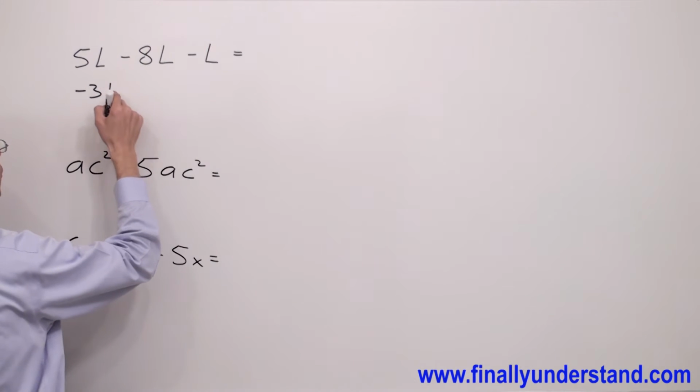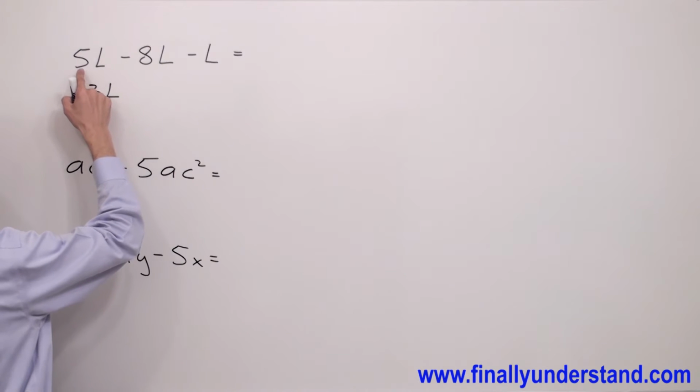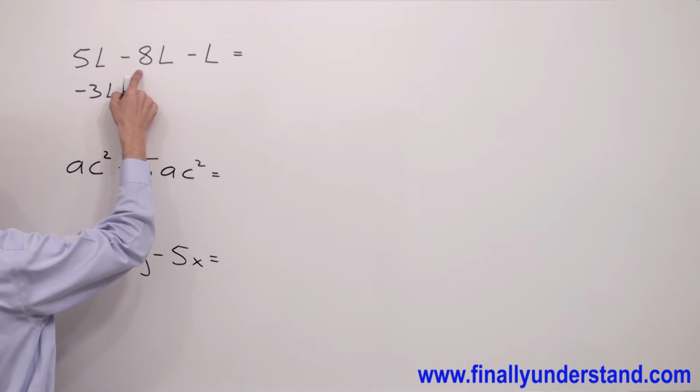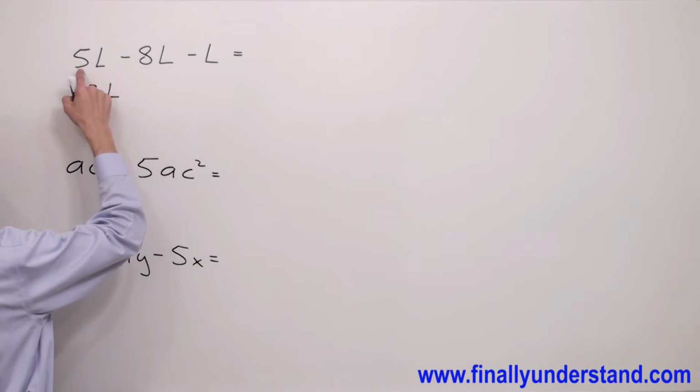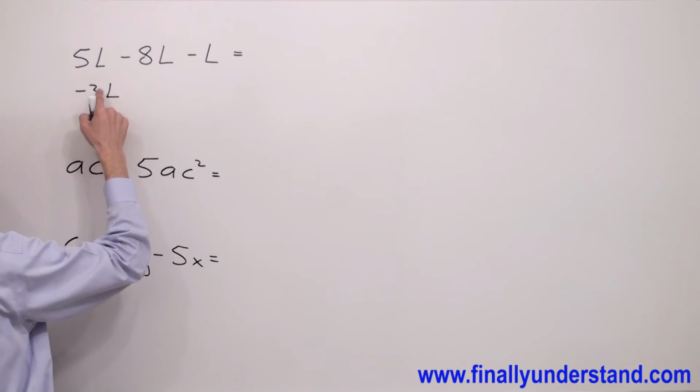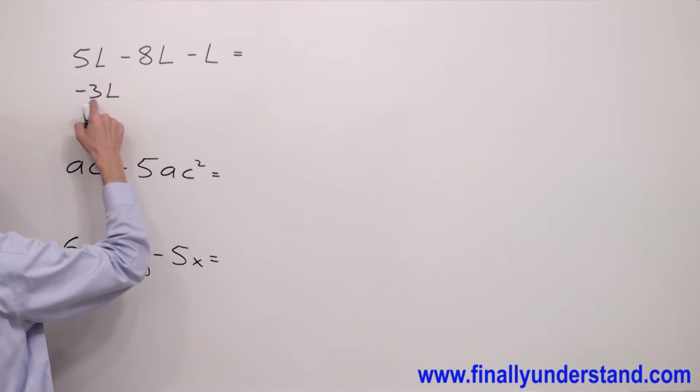L. Why negative 3? Remember, anytime we subtract from the smaller number, bigger number, we're supposed to subtract from the bigger number, smaller, and keep the sign of the larger number. So I have 8 minus 5 is 3. And I'm supposed to keep the sign of the larger number, which is negative. So that's why I have negative 3L.